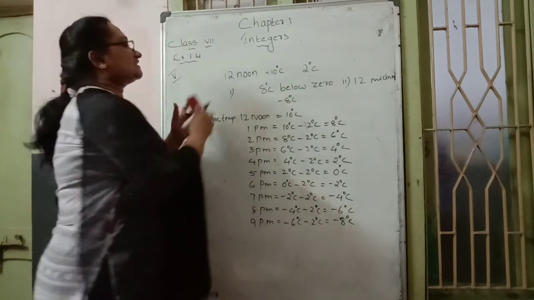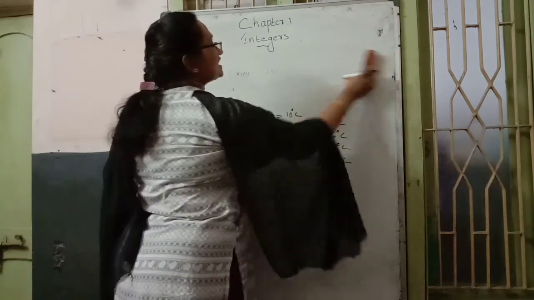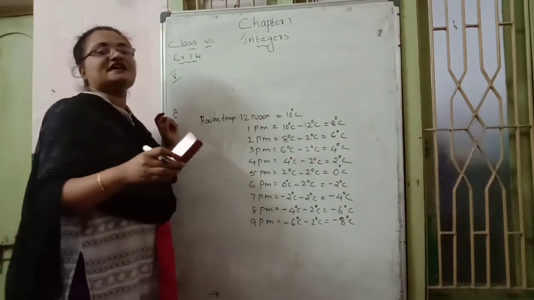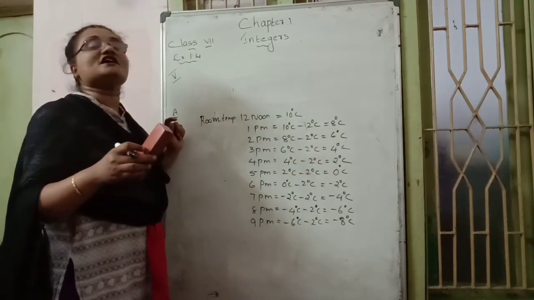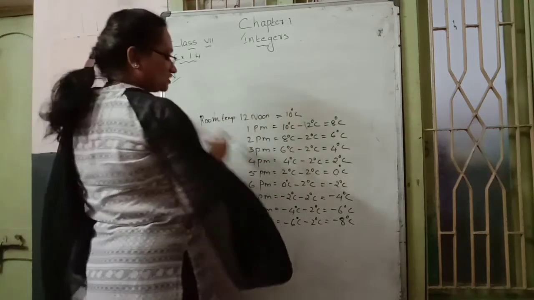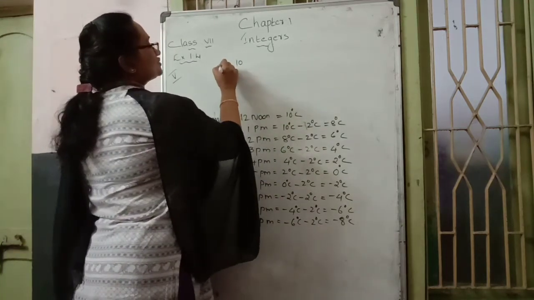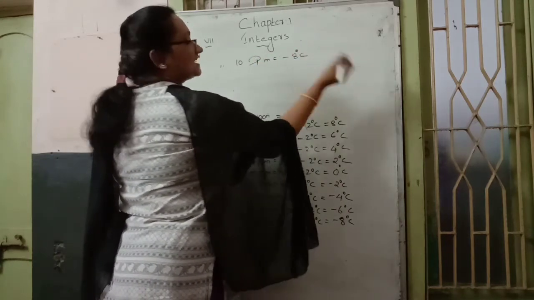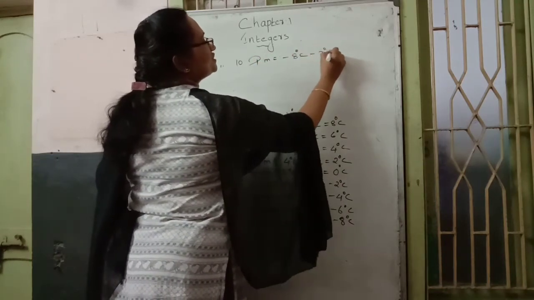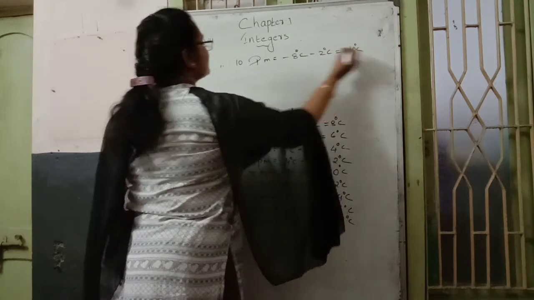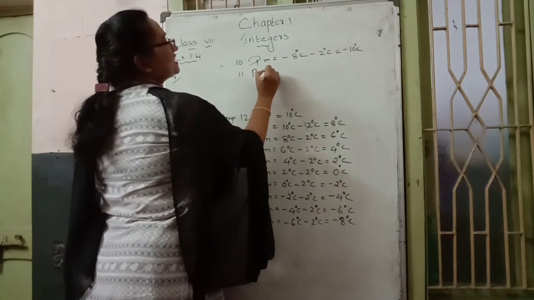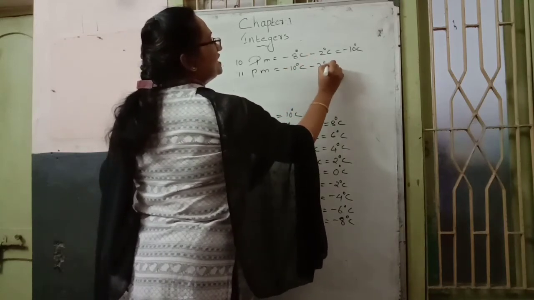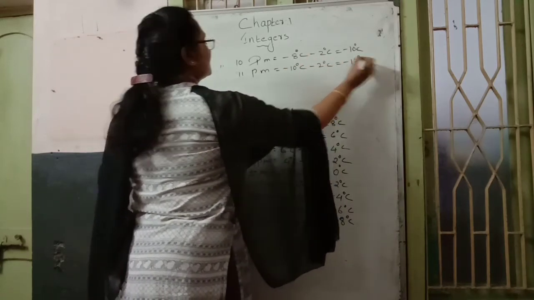Second part, what are they asking? They asked what is the room temperature at midnight. Midnight means 12 o'clock. So continuing, 10 p.m., what is the room temperature? Minus 8 degrees, again 2 degrees Celsius reduced, it becomes minus 10 degrees Celsius. Then 11 p.m., it becomes how much? Minus 10 degrees Celsius, again 2 degrees reduced is equal to minus 12 degrees.